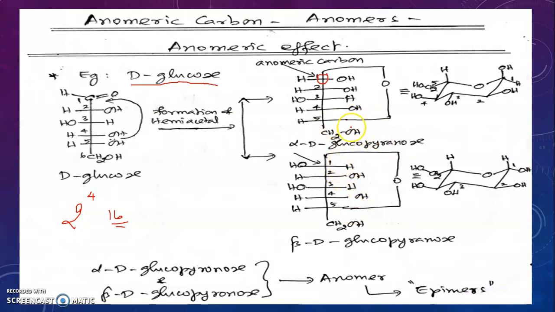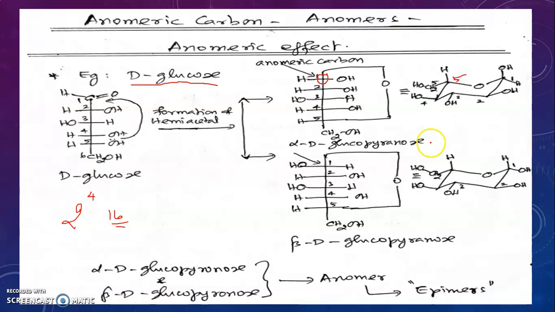Are you clear? Now, here I have given the chair conformation because it is a 6-membered ring. Oxygen is atom 1 and this is carbon atom 2, 3, 4, 5, 6. So it is a 6-membered ring. So I have given the 6-membered ring like this, and this carbon number 1 I have placed here, carbon 1, 2, 3, 4, 5. Carbon number 6 I will show you separately. Okay, this is carbon number 5.